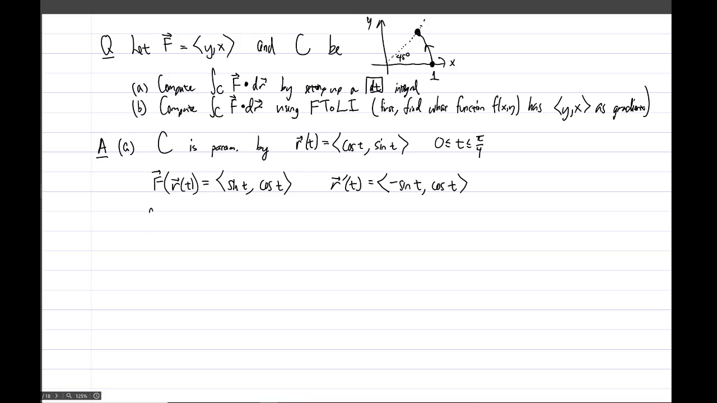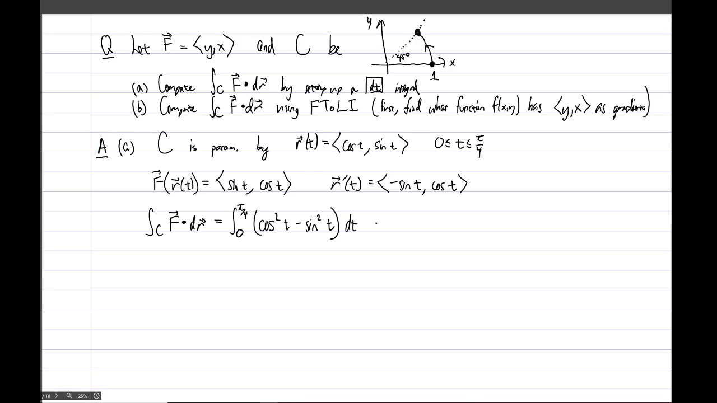All right, so then computing the traditional way, setting up a dt integral. So the integral over C of F arrow dot dr is equal to the integral with t values going from 0 to pi over 4. And then we do this dot product: sine of t times negative sine of t, and then cosine of t times cosine of t. Just to make the order nice, I'm going to write cosine squared t minus sine squared t, and then dt.